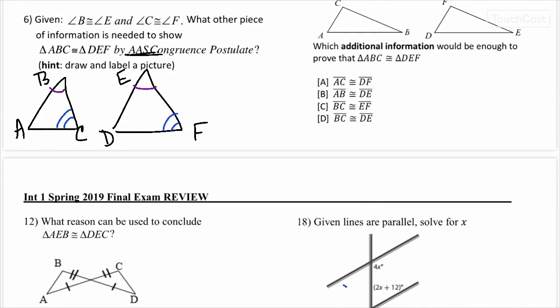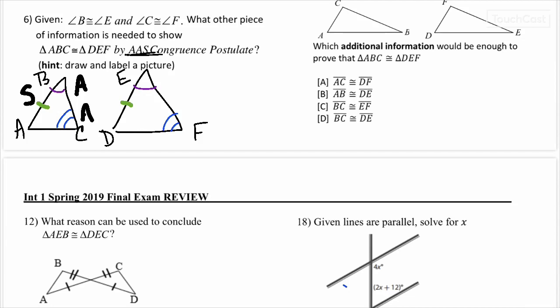So now I need to pick a side that needs to be congruent. I could either pick D, F, because that would give me angle, angle, side, or I could choose side AB, because it still would give me angle, angle, side, going that way.